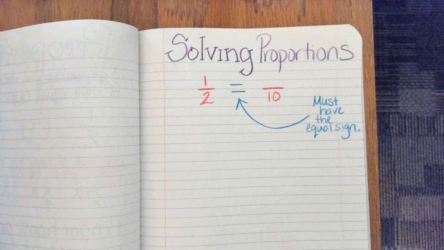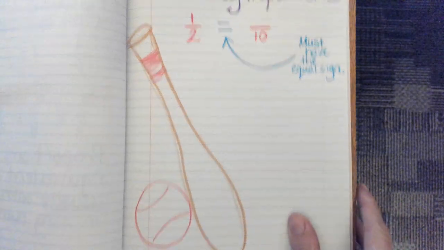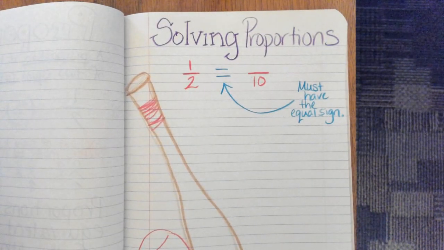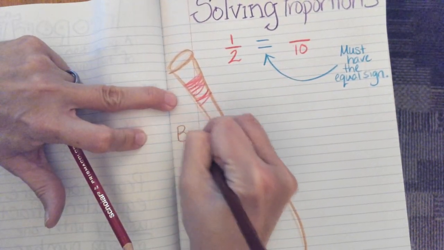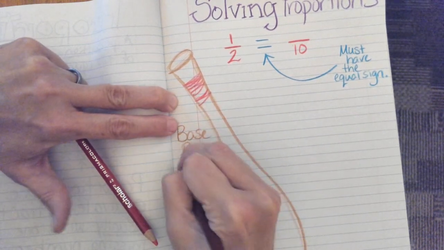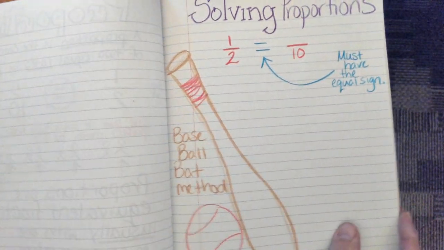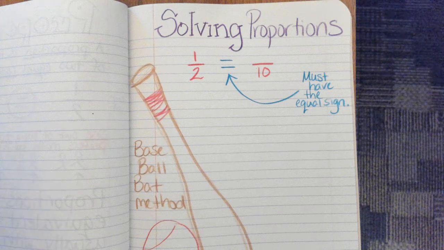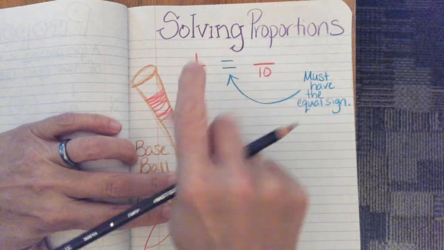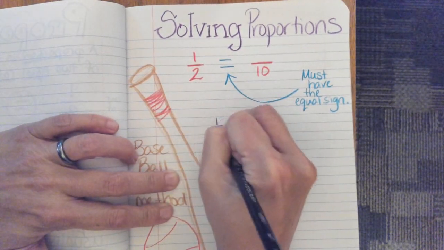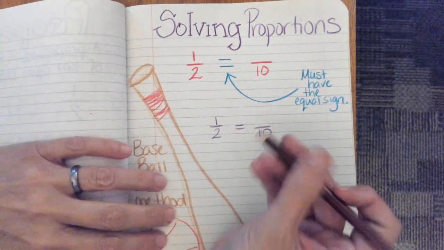This strategy involves baseball. I know, you weren't expecting that. Okay, so let's talk about how you can use the baseball bat method. So I'm actually going to write the baseball bat method. The baseball bat method to solve proportions. Okay, so in my example, which I know is a pretty straightforward example, but I'm just going to go with it anyway, of 1/2 equals 1/10.